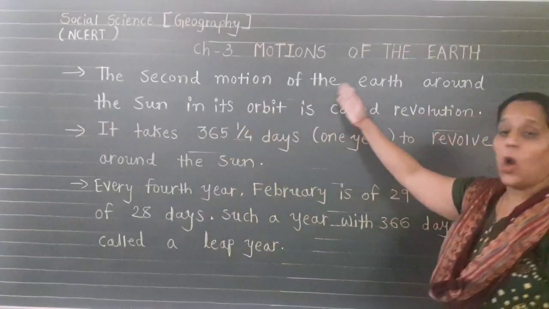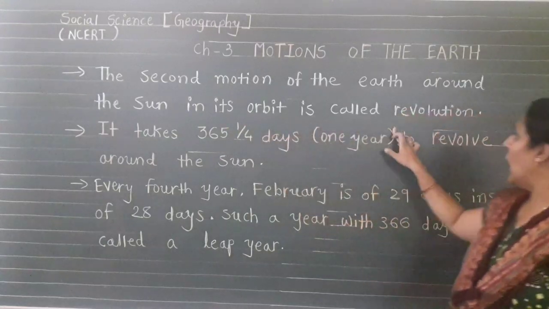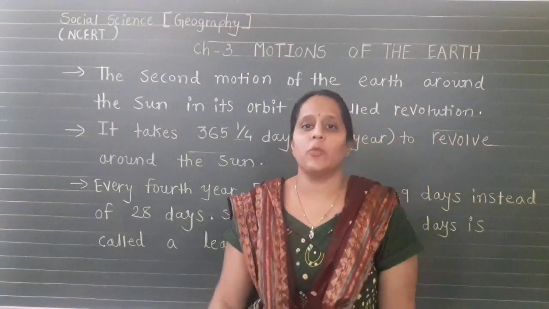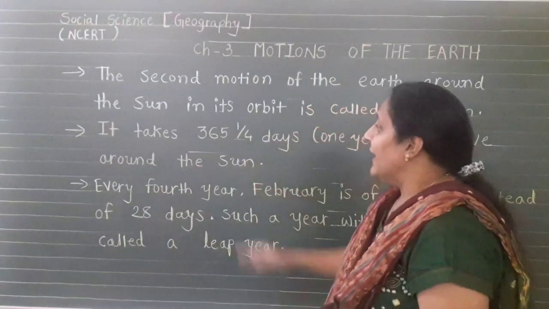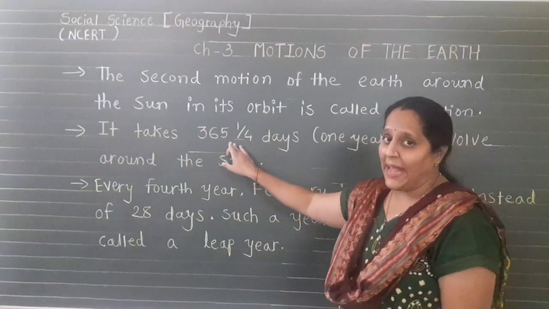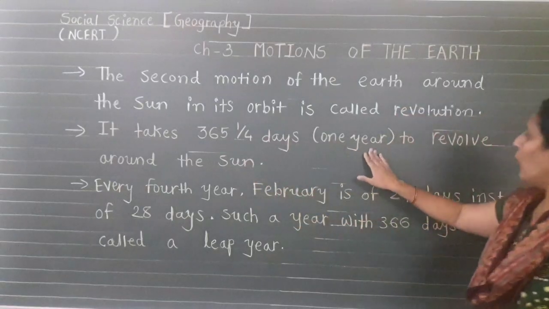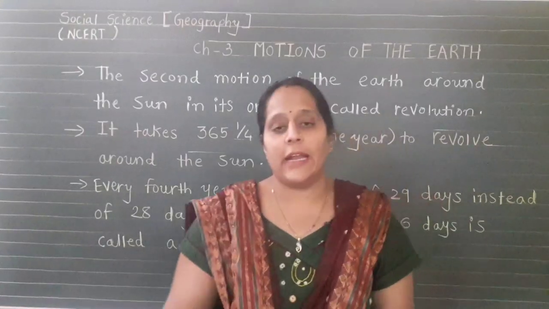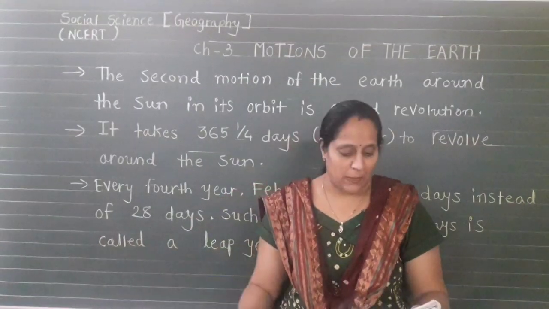The second motion of the Earth around the Sun in its orbit is called revolution. So here we study how seasons change due to the revolution of the Earth around the Sun. Our Earth takes around 365 and 1/4 days, 1/4 means 6 hours, in 1 year to revolve around the Sun. So we take an example, and through this we come to know how revolution takes place.